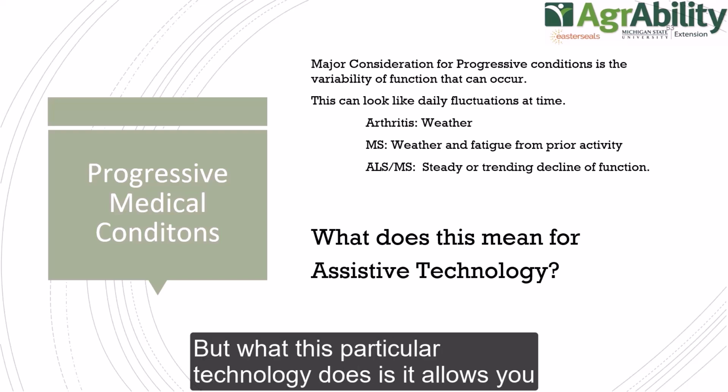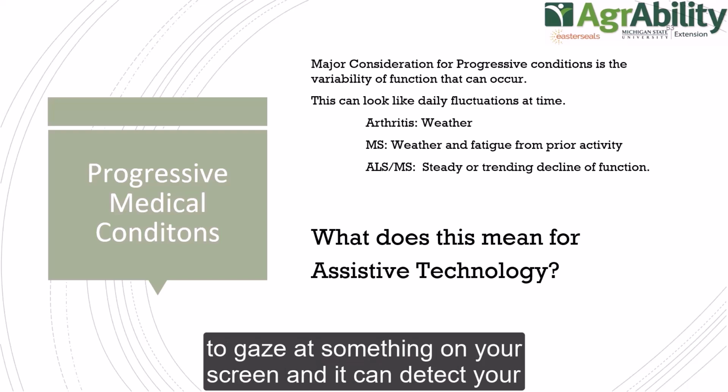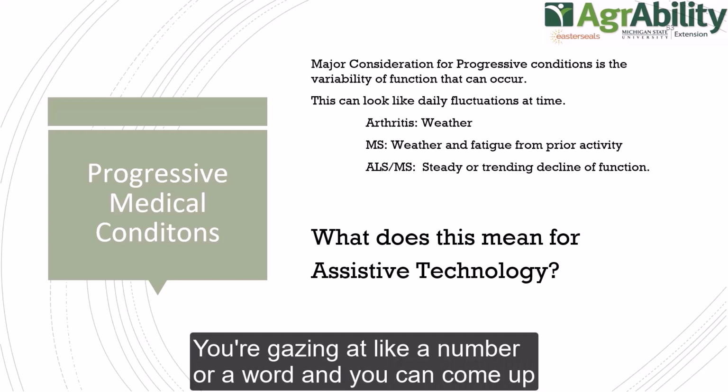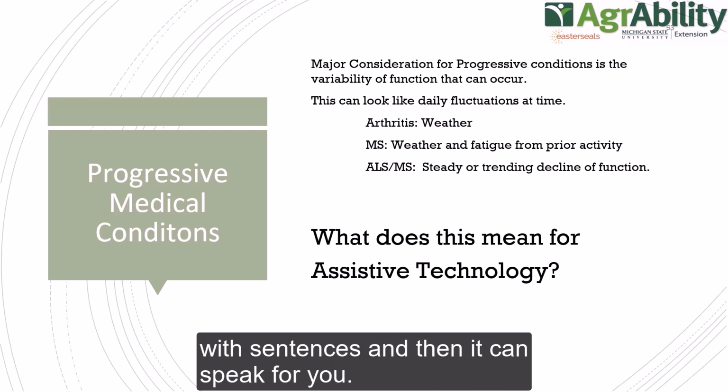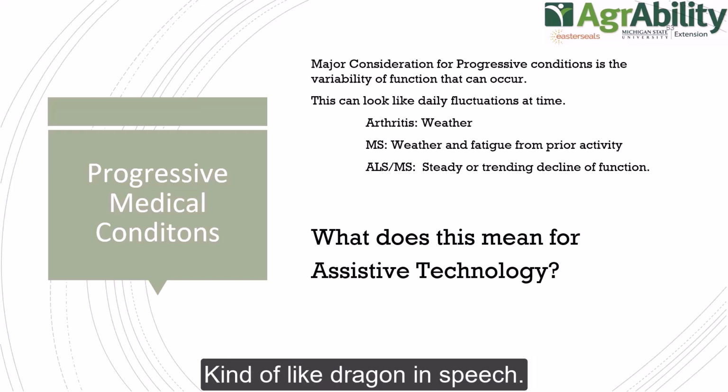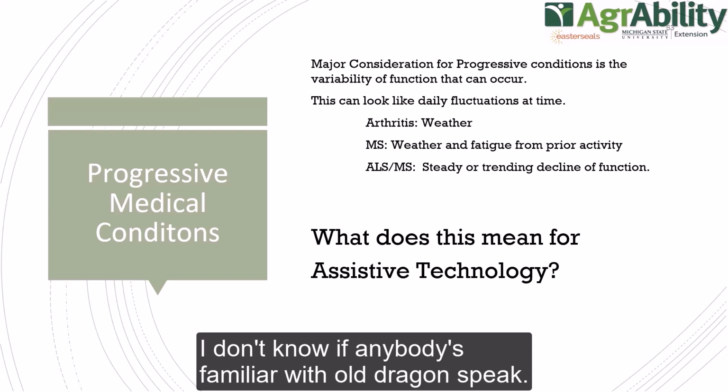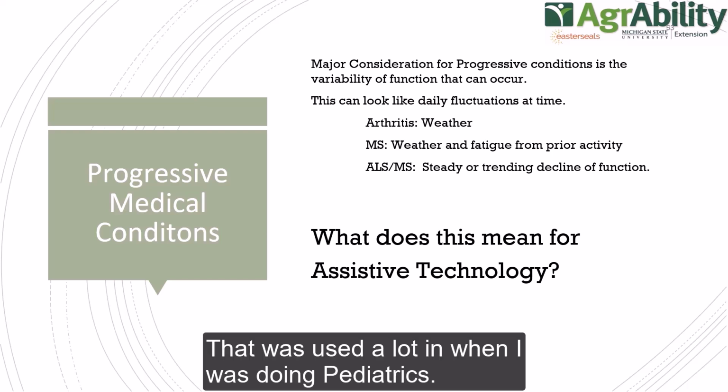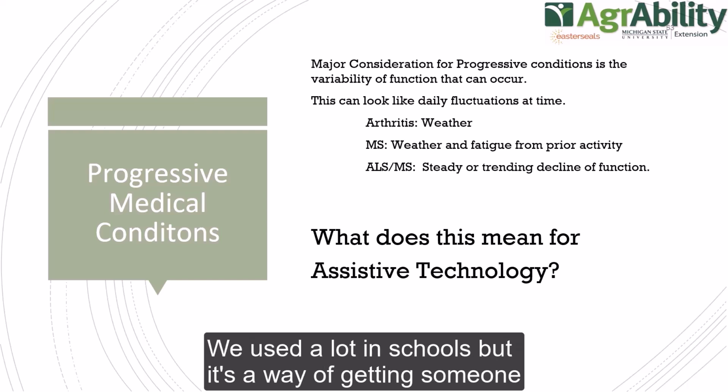But what this particular technology does is it allows you to gaze at something on your screen, and it can detect what you're gazing at, like a number or a word, and you can come up with sentences, and then it can speak for you. Kind of like Dragon speech. I don't know if anybody's familiar with old Dragon speak. That was used a lot when I was doing pediatrics. We used it a lot in schools.